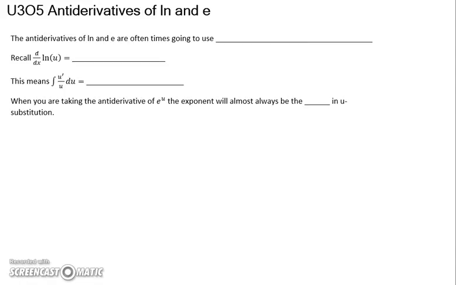Alright, in this video we're going to talk about Unit 3, Objective 5, Antiderivatives of natural log and e. So the antiderivatives of natural log and e are oftentimes going to be using u substitution.